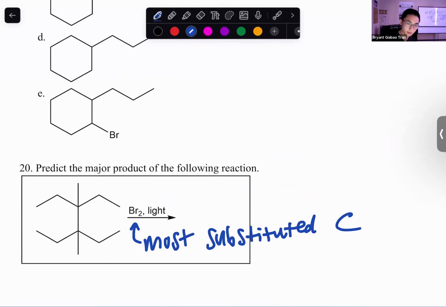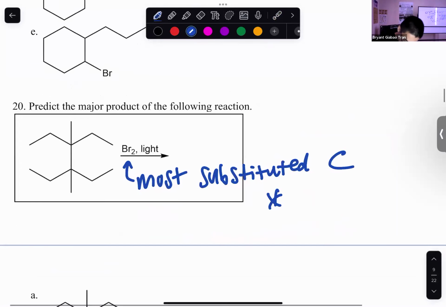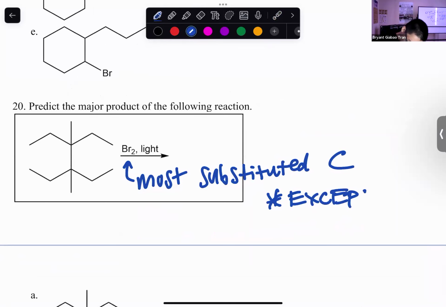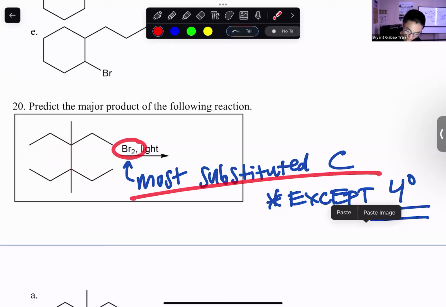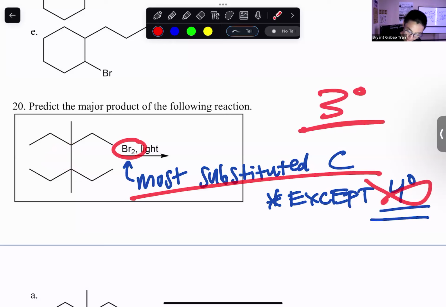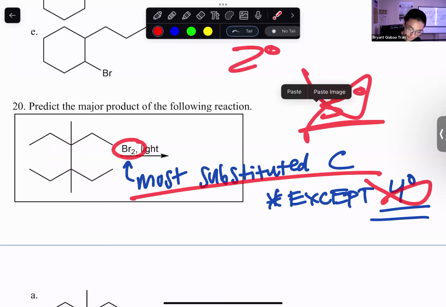If no tertiary is available, right, quaternary is more substituted than tertiary, but these reactions never work with quaternary carbons because there's no hydrogens on this quaternary carbon. Because you know how in this reaction, we have to substitute one hydrogen with the halogen. These quaternary carbons here have no hydrogens to substitute with at all, right? So bromine would prefer the most substituted carbon, except the quaternary carbon, right? So if there's tertiary, then it would go for that. But if there's no tertiary, then it would go for the next substituted, which is secondary.